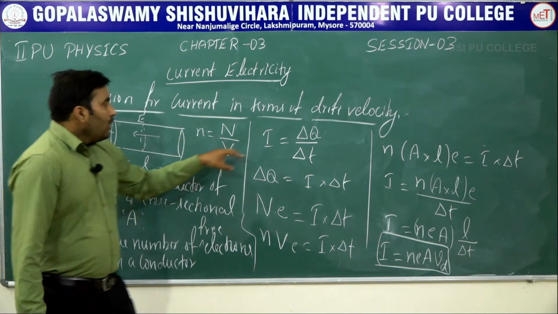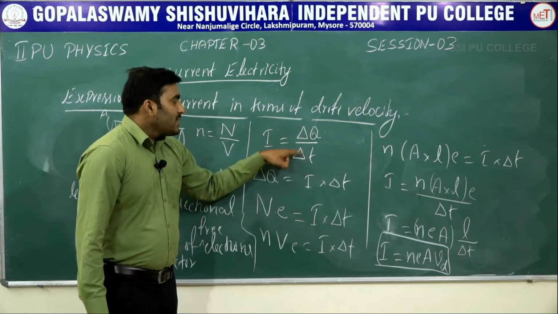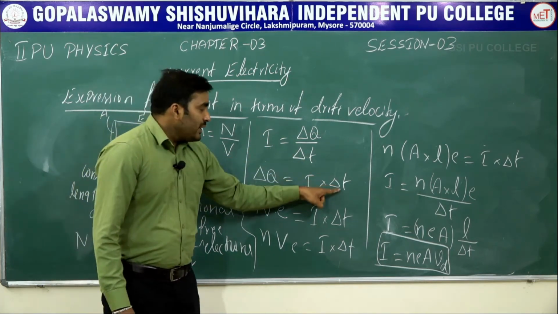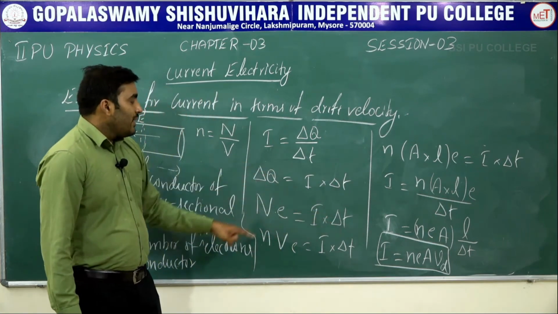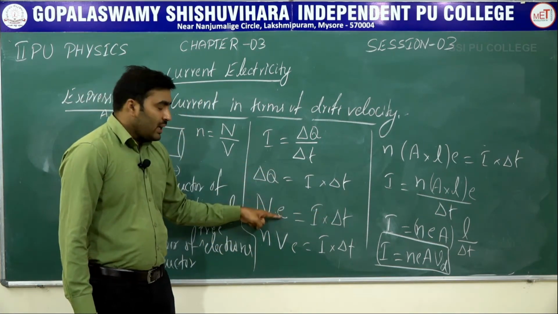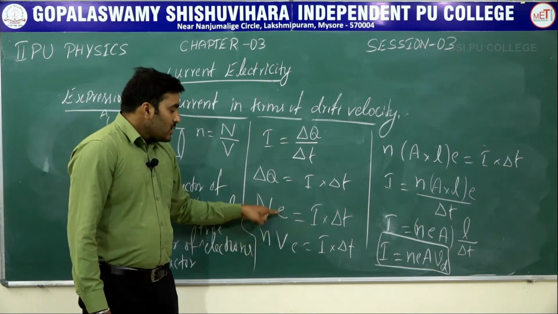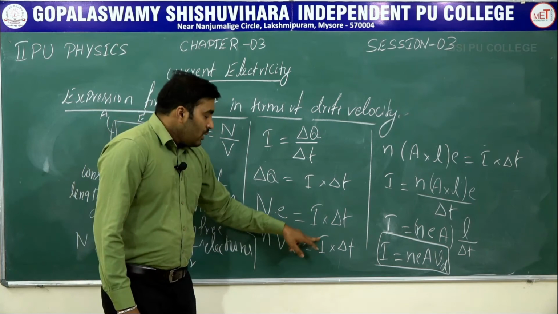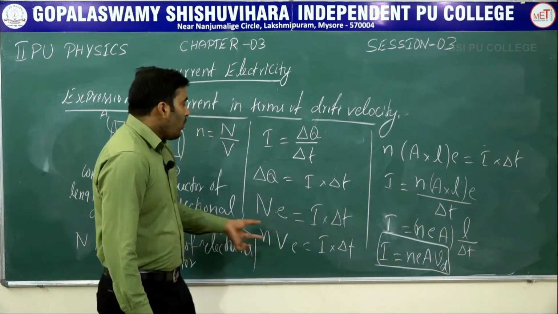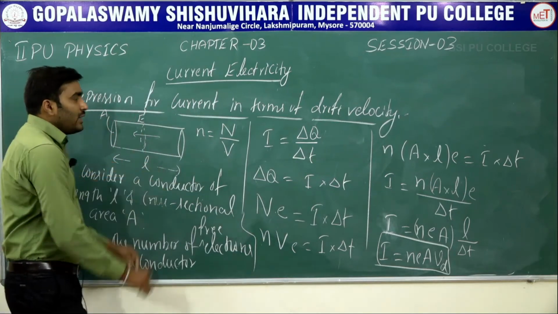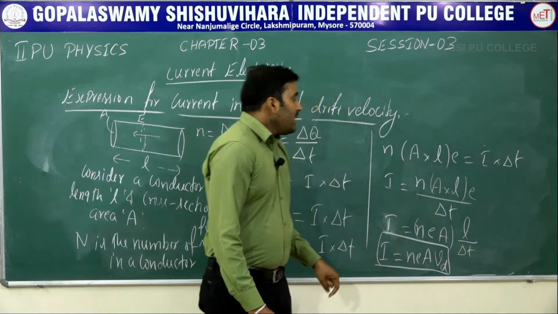Now we can write the expression for current as delta Q by delta T. If I rearrange this, we get delta Q is equal to I into delta T. Delta Q can be written as number of electrons into charge. This is from electrostatics. But this N can be written as n into V. So n into V into e is equal to I into delta T. V is nothing but a volume, and volume can be written as area of cross section into length. So this is n into A into L into e, equal to I into delta T.